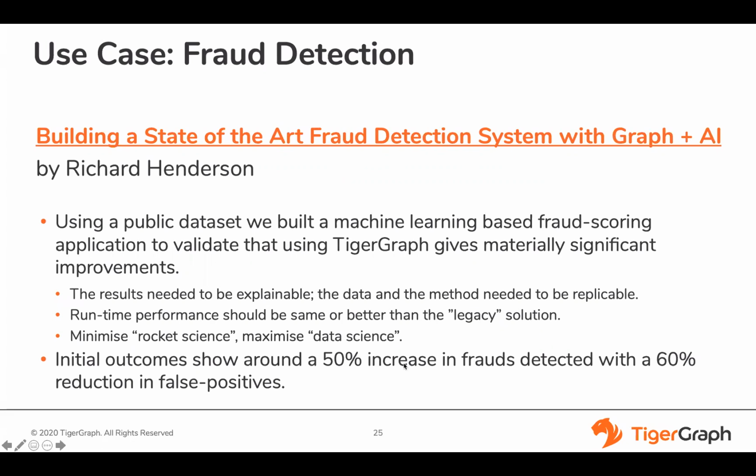So Richard was using a public data set and built a machine learning-based fraud scoring application to validate that using TigerGraph or graph analytics gives materially significant improvements. His goals were to make the results explainable and the data and the method replicable, to make sure that the runtime performance is the same or better than the legacy non-graph-based solution, and to minimize rocket science and maximize data science. And the initial outcomes show around 50% increase in frauds detected with a 60% reduction in false positives.